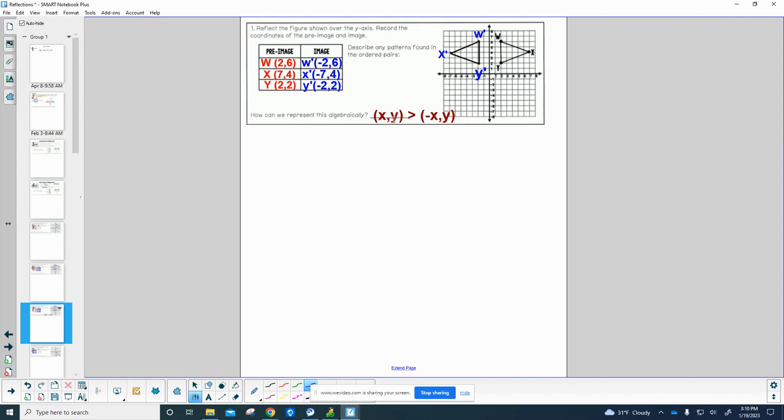All the x, y values that we started with transformed in a way that we now have all negative x values with the same y value. So 2 and 6 became negative 2 and 6. 7 and 4 became negative 7 and 4. And that's what happens when we're doing a reflection across the y-axis.